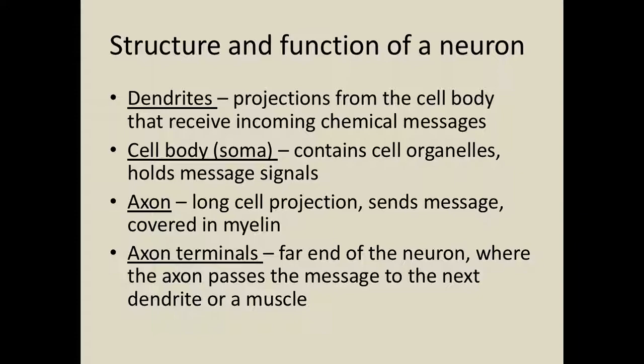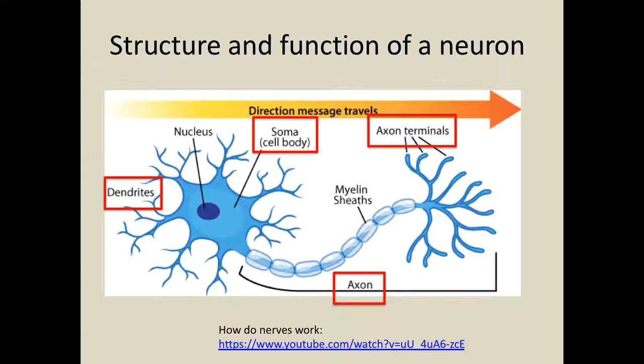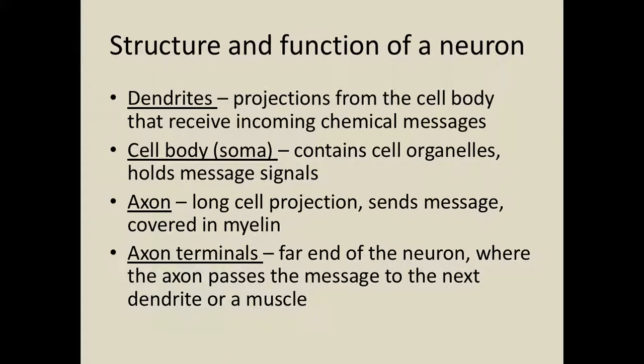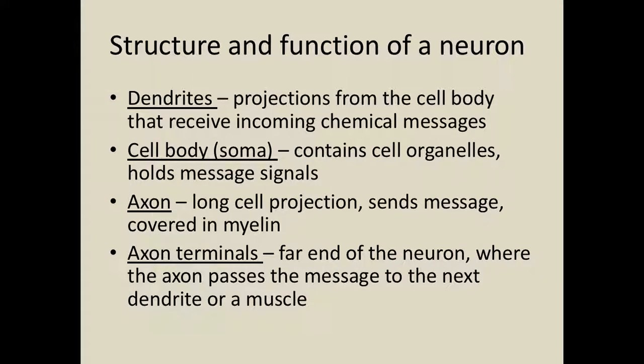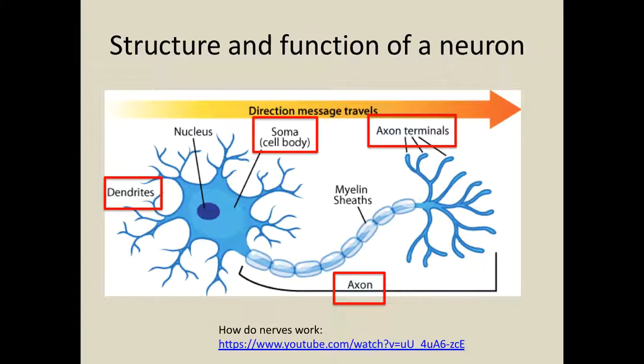The soma is the cell body, and that's where the nucleus and all the other organelles are, and it holds the signal until it builds up enough to be sent along. The axon is the long cell part. It looks kind of like a long tail. It's covered in those little sausage-looking things called myelin. Myelin helps to insulate the signal so it doesn't fly out all over the place. Axon terminals are on the far end where the axon passes the message to the next dendrite or to a muscle. So there we go. You should know, if you don't already, in general, how a nerve works.